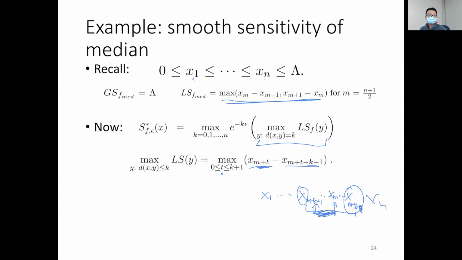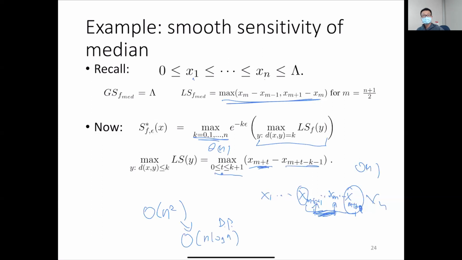Right, so this is computationally efficient. You can solve this by enumerating all possible t, and this is order n. And then on the outside, this is another order n. So in total, this is order n squared. So you have an efficient, polynomial time algorithm to compute the smooth sensitivity. If you use some slightly fancier algorithm design, you can reduce this to n log n, through dynamic programming. Yeah, not differential privacy, but dynamic programming. And the details of this fancier algorithm are in the paper.